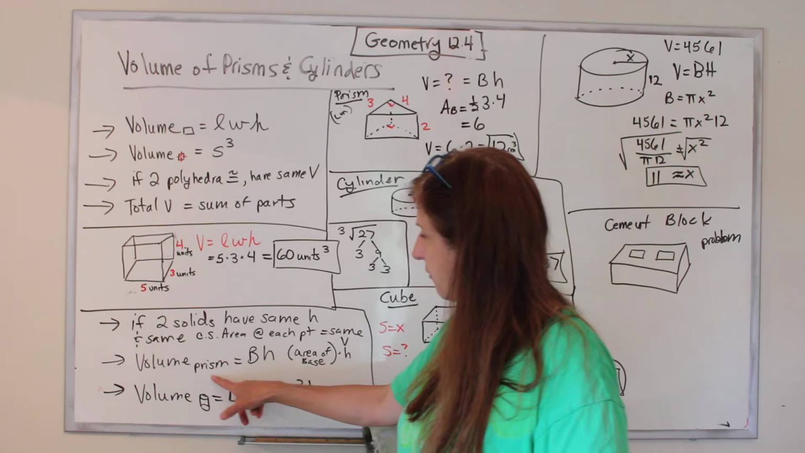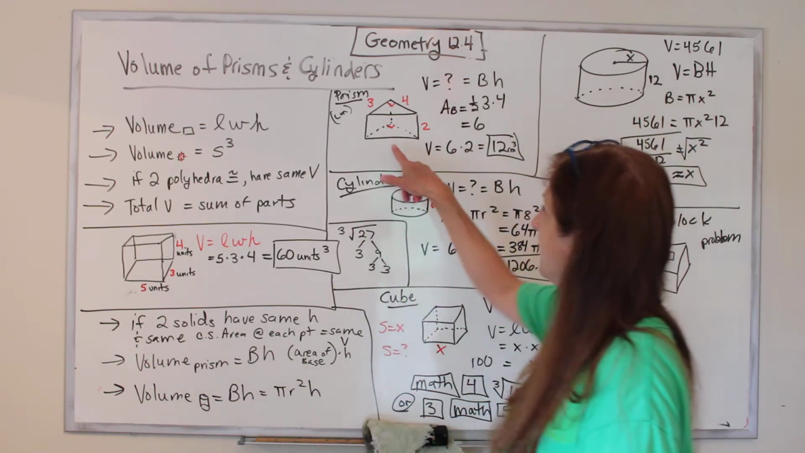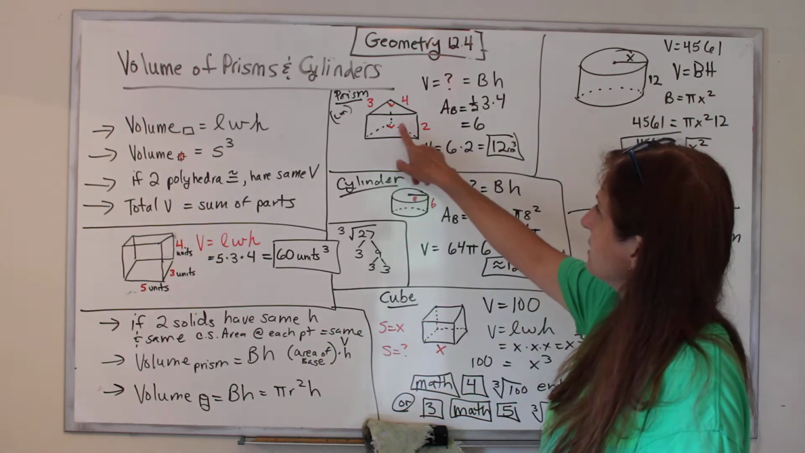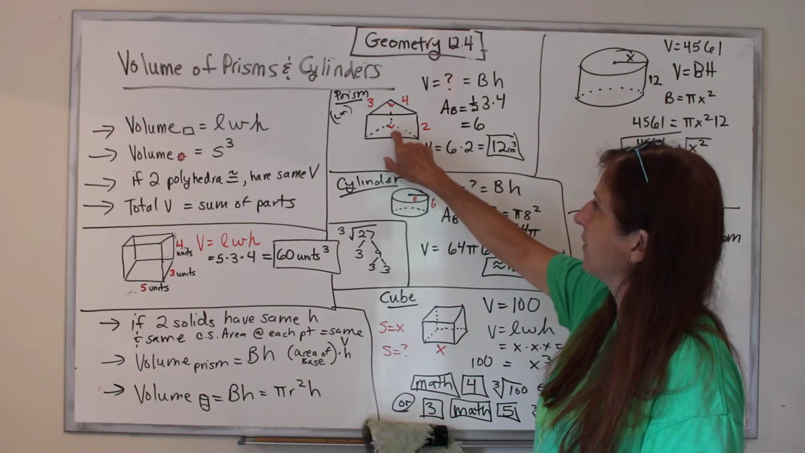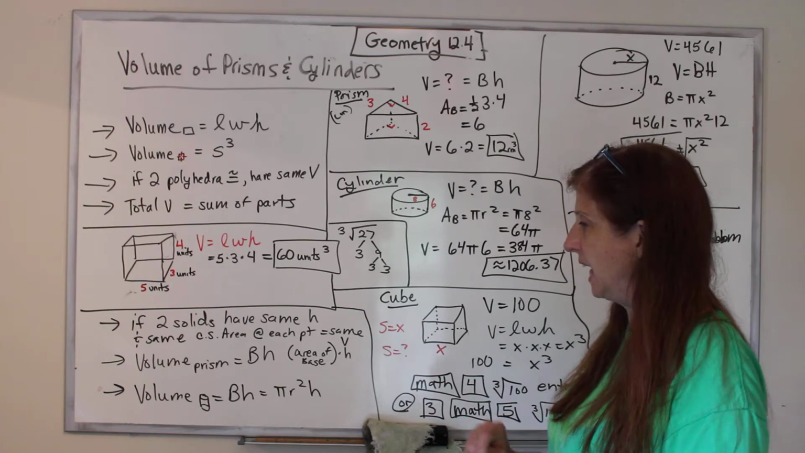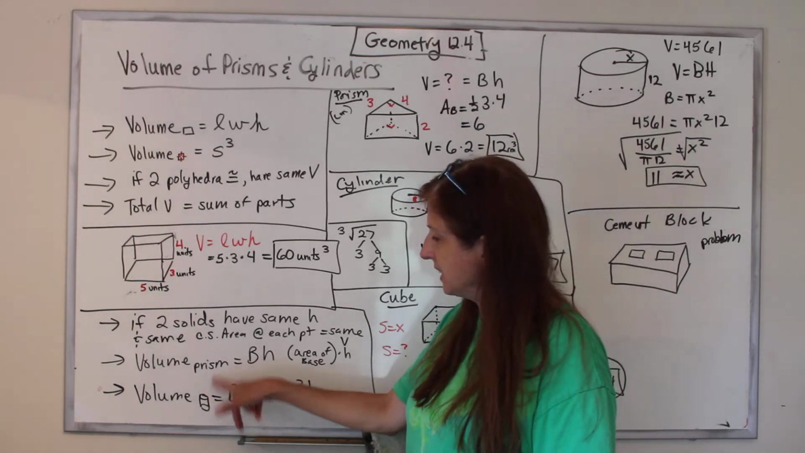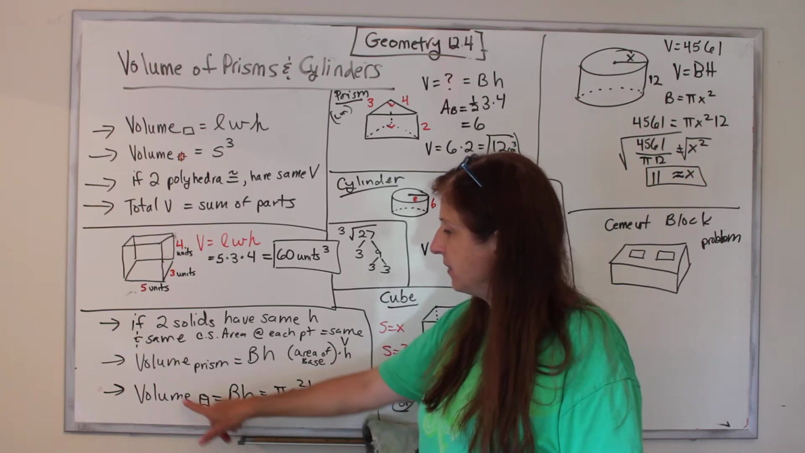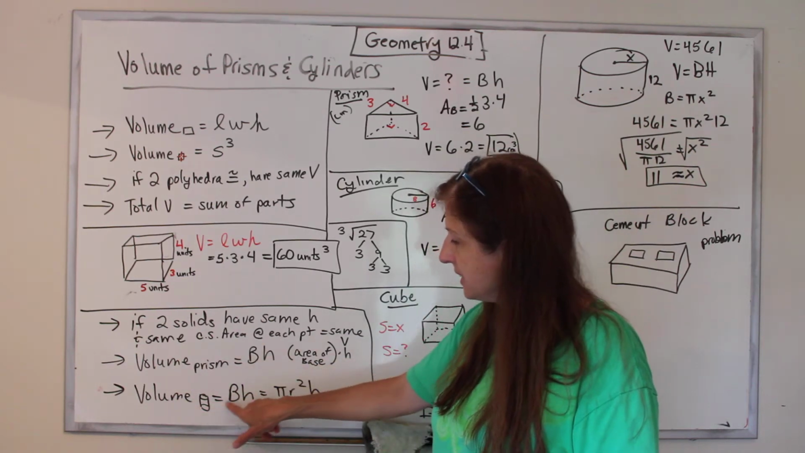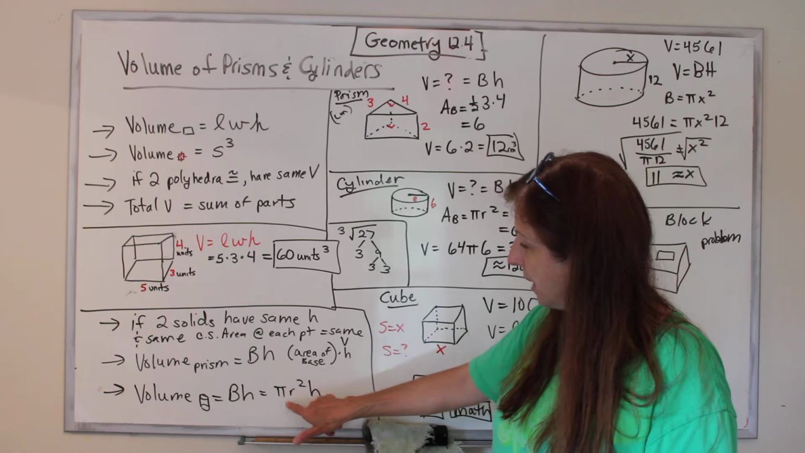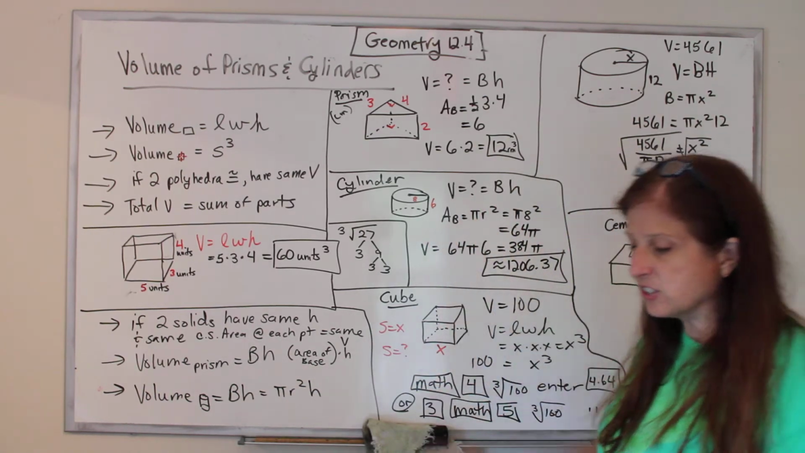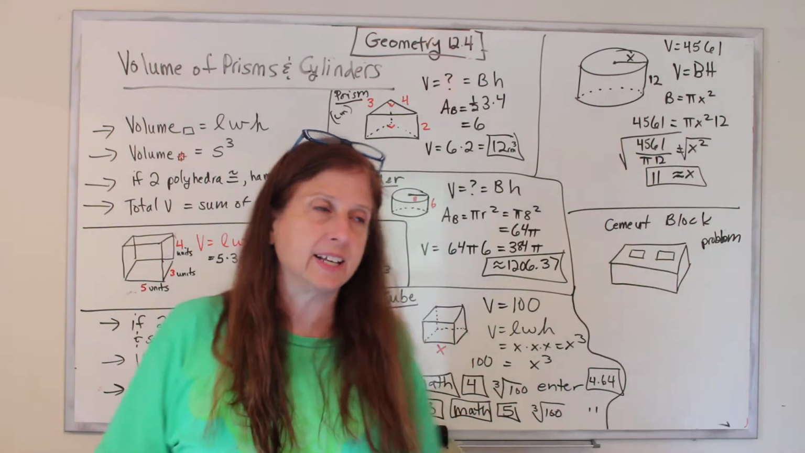Another one is the volume of a prism, like this, is the area of the base times the height. So like this, how I'm going to do is I'm going to get the area of that triangle, then multiply it times the height. And the volume of a cylinder is actually the same formula, the base times the height. But if it's a cylinder, the base is a circle, so you could do pi r squared times the height, like that.